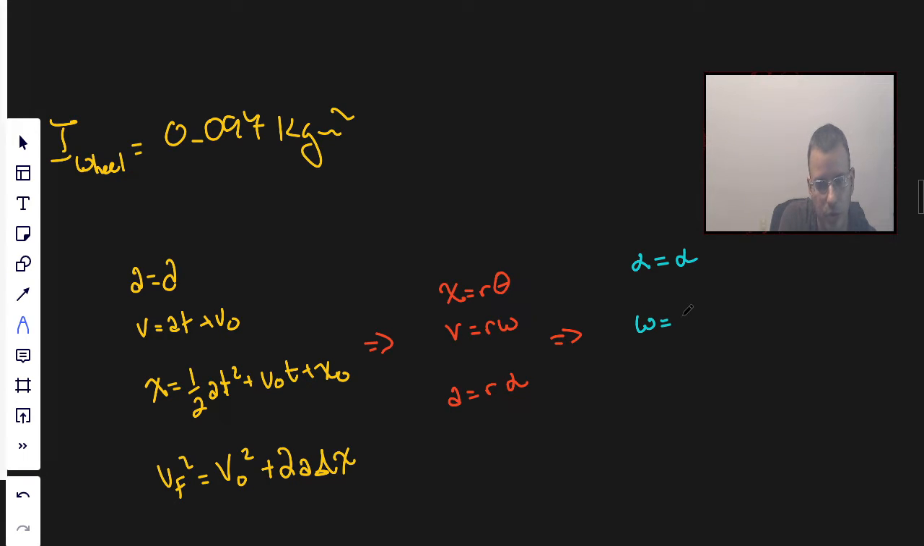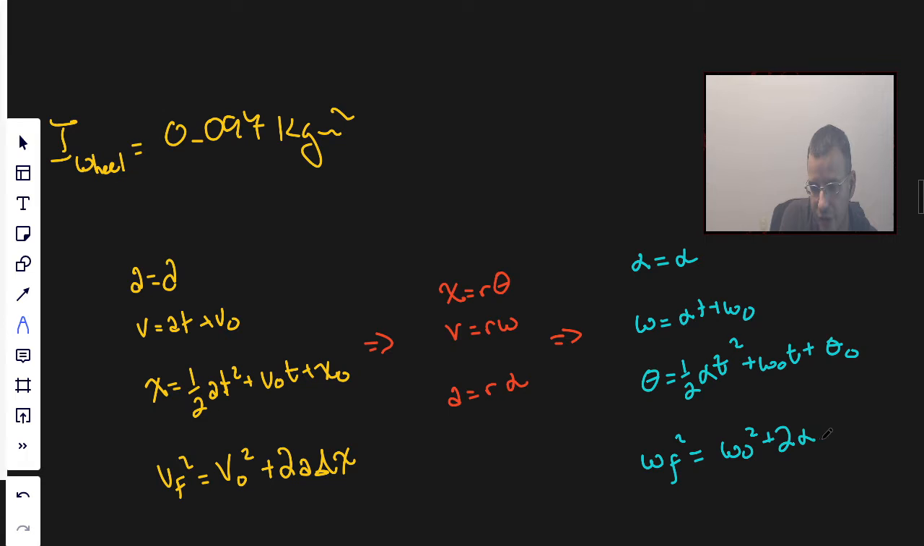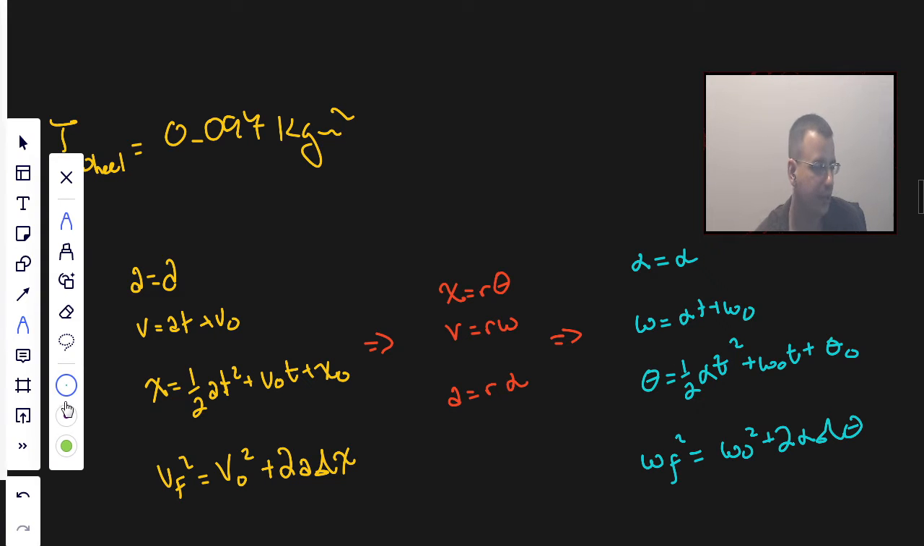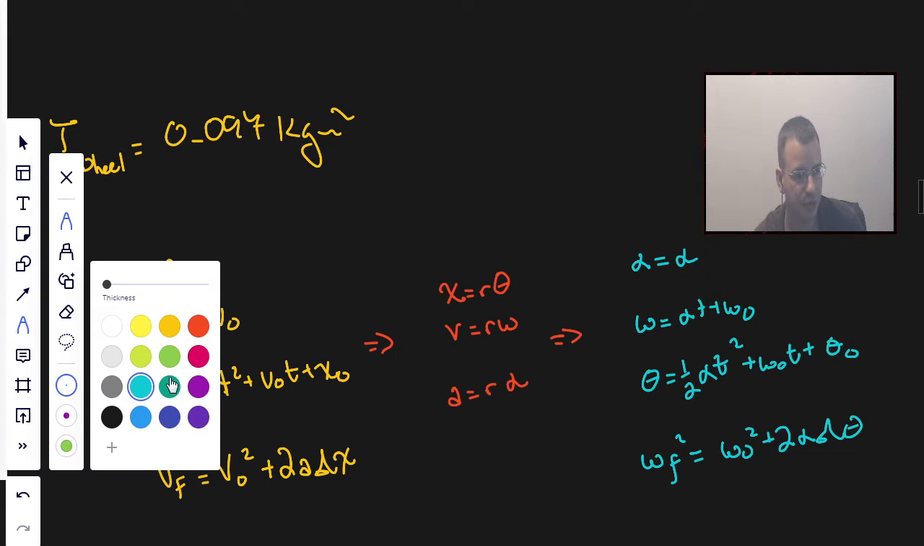So omega equals alpha t plus omega naught. Theta equals 1/2 alpha t squared plus omega naught t plus theta naught. And then omega final squared equals omega initial squared plus 2 alpha delta theta. And you might be like, wow, this is a lot of effort to rewrite these. Seems like a poor use of time. It might be, depending on how stressed you are for time.